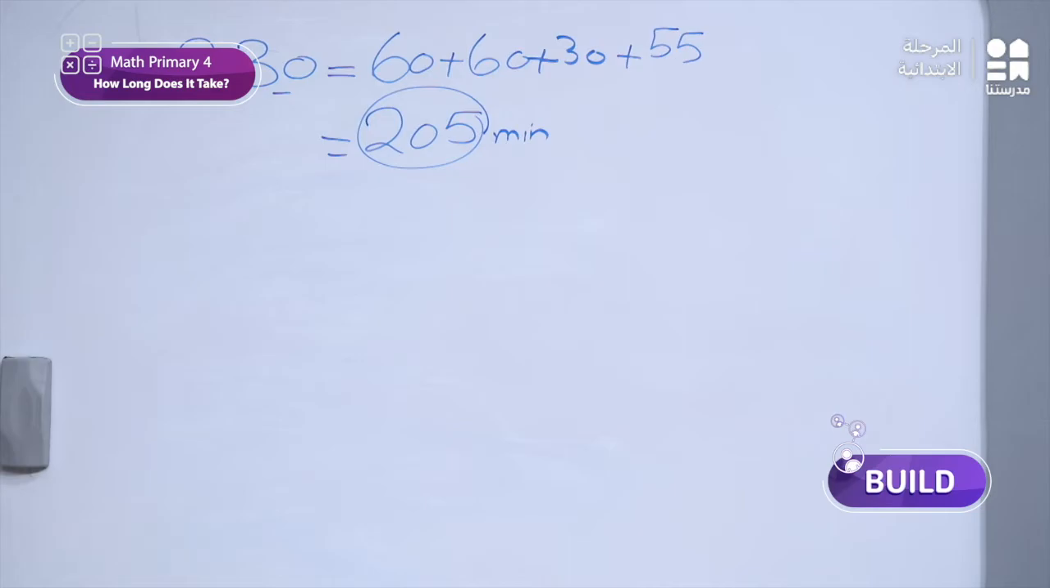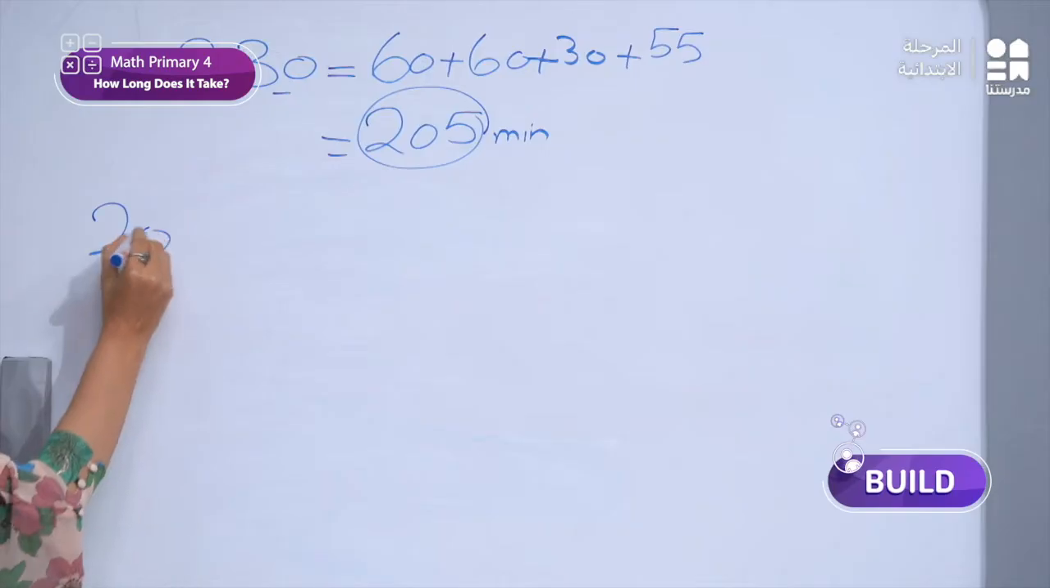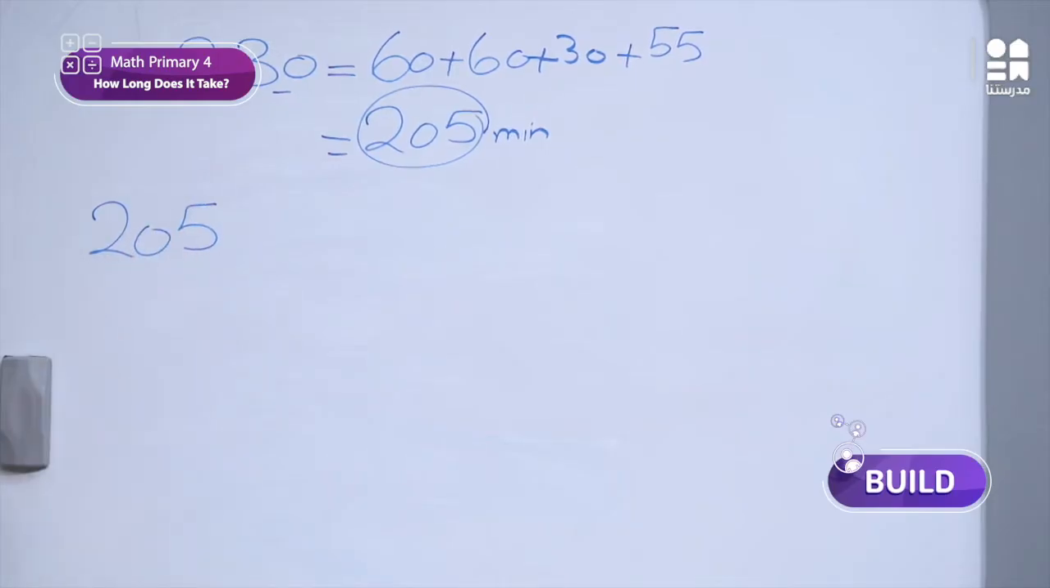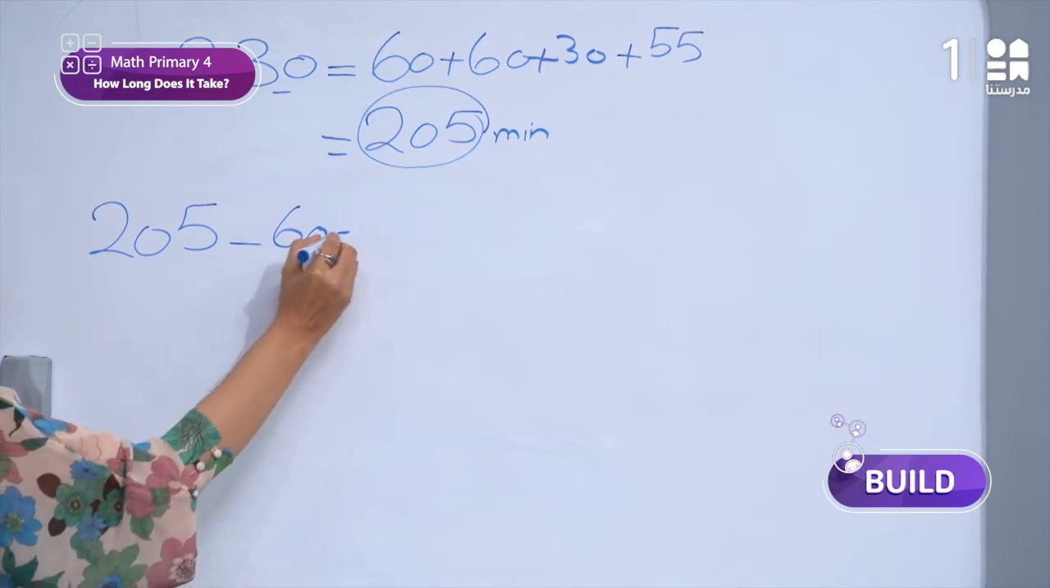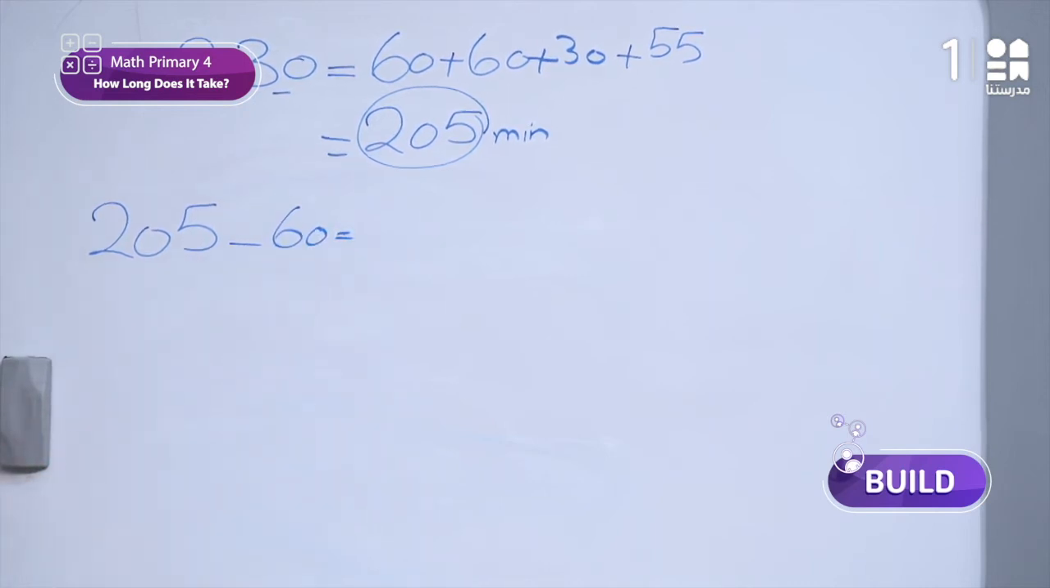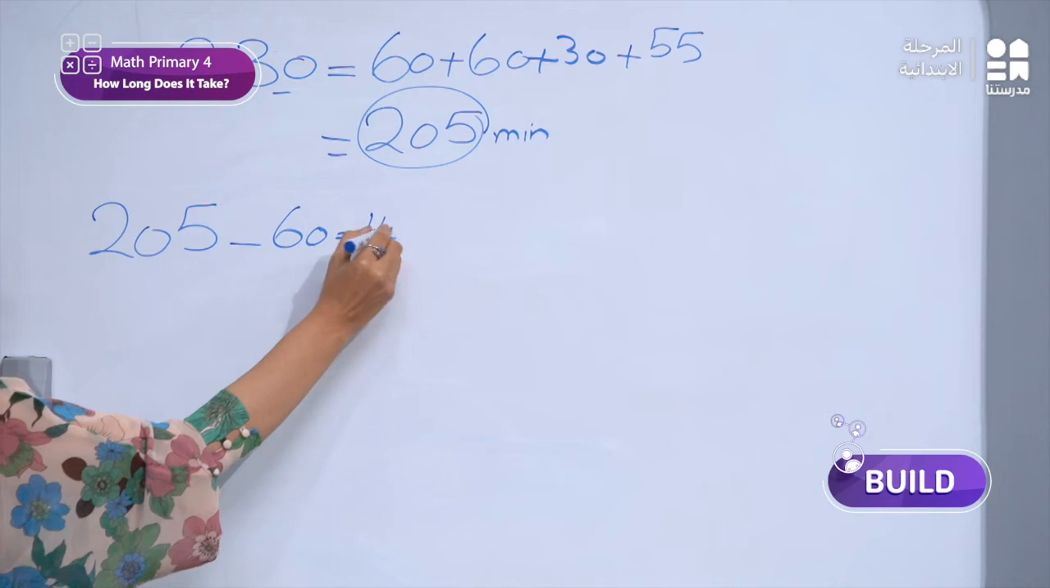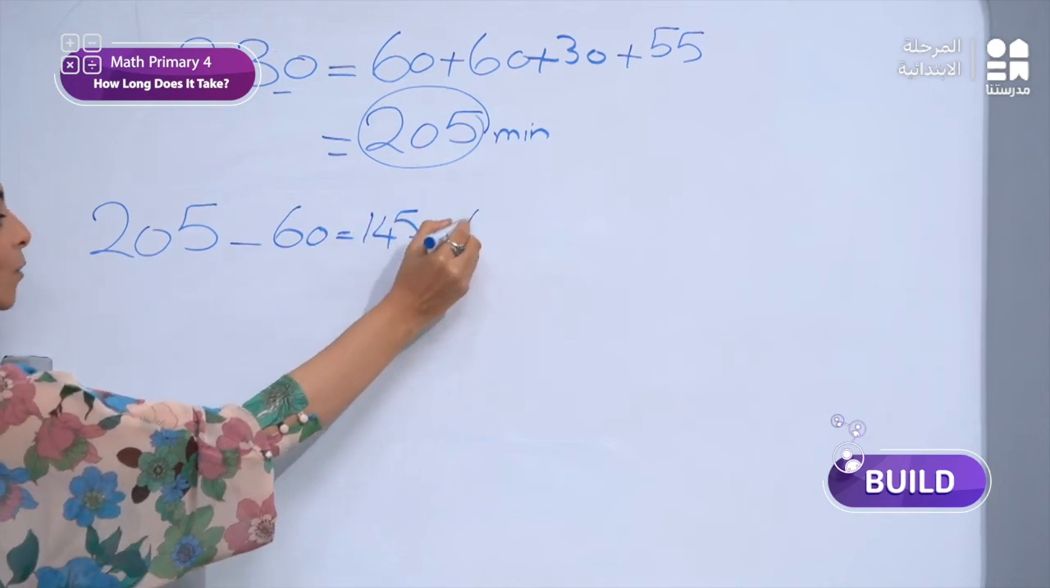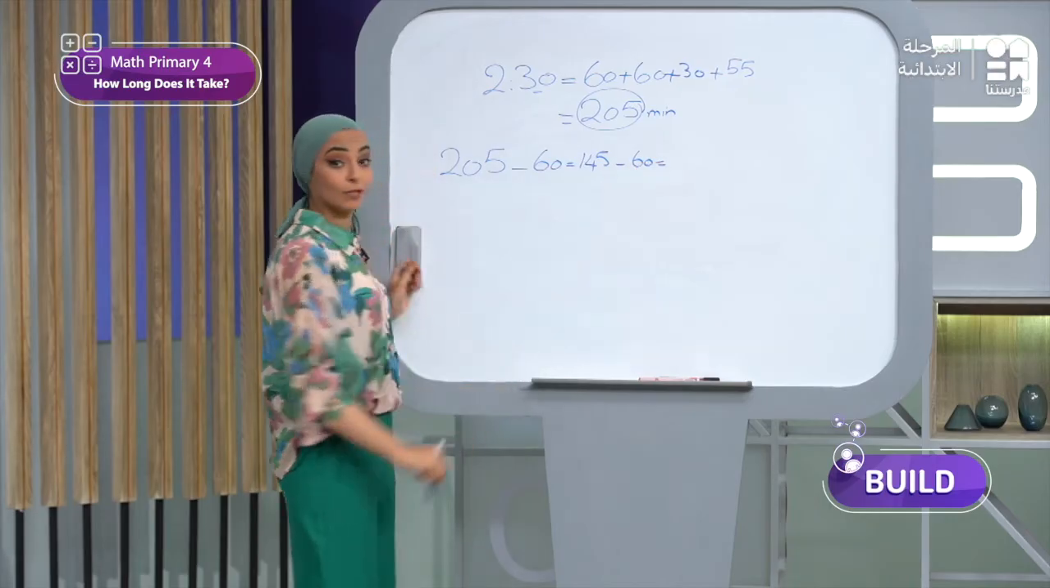How I will tell you. هعمل 205. هو انا دلوقتي عايزه ايه؟ عايزه اشوف ال 205 دي فيها كام hours. اول حاجه I will subtract 60 from 205. 205 minus 60 equals what? Yes, 145.